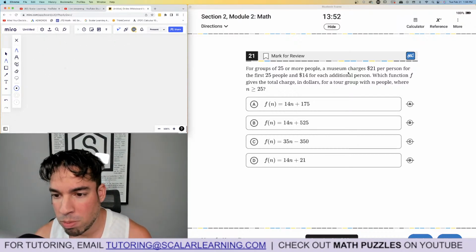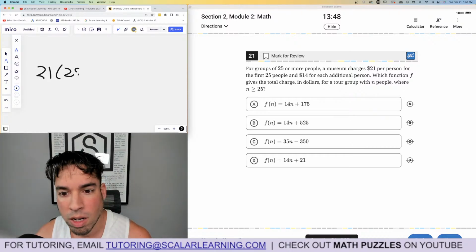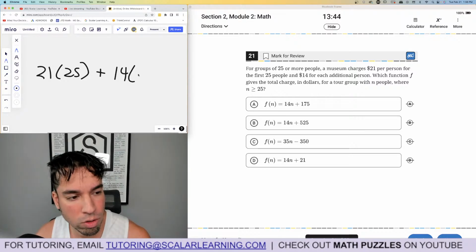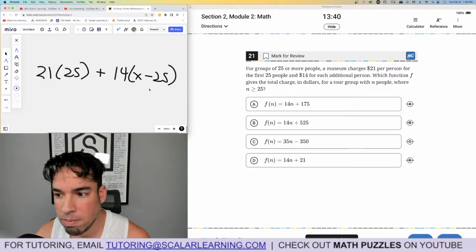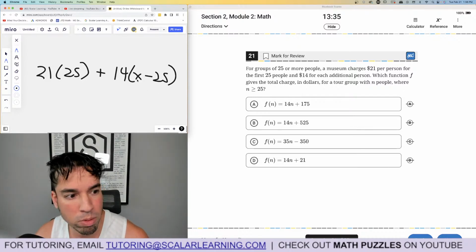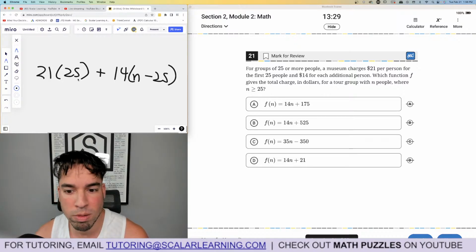For groups, 25 or more people, we have $21 per person for the first 25 people, and then $14 for each additional person, so greater than 25. Which function gives the total charge in dollars for a group with n people? So instead of x, I'll use n. n people greater than or equal to 25. I think this is pretty much it.